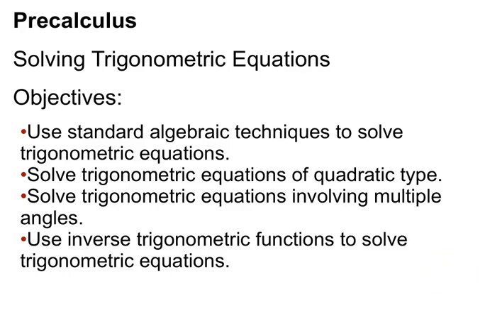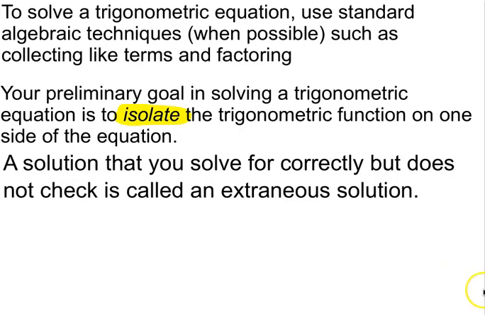So before we start solving, we'll just talk about solving for a second here. In order to solve a trigonometric equation, we use standard algebraic techniques when possible, such as collecting like terms and factoring. Your preliminary goal in solving a trig equation is to isolate the trigonometric function on one side of the equation. A solution that you solve for correctly but does not check is called an extraneous solution. So let's go ahead and get started with our problems for today.